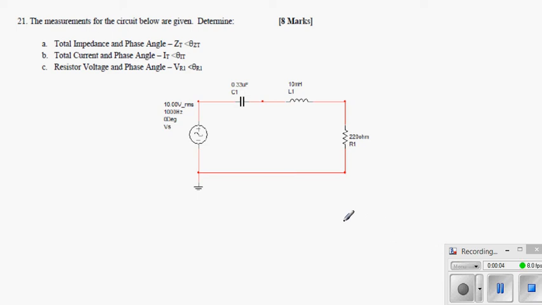Hello class, this is the mock exam review 2016-20 and we're working on problem number 21 from the mock exam.